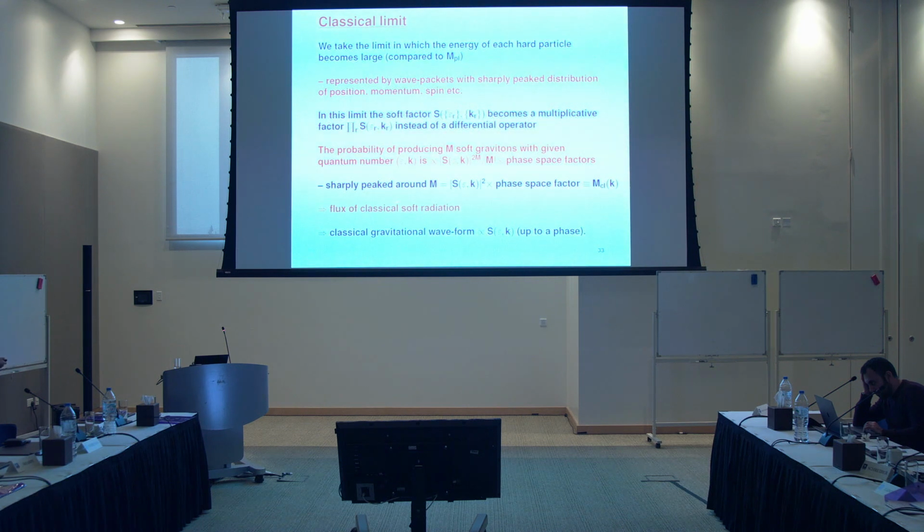Okay. And from this we can work out the classical gravitational waveform, because the classical soft radiation flux is just the mod square of the gravitational waveform, up to a phase. So this allows us to determine the gravitational waveform up to a phase. And that is what we call the classical soft theorem, that starting from this quantum formula and taking the classical limit, we can determine the classical gravitational waveform that is produced during a scattering process.